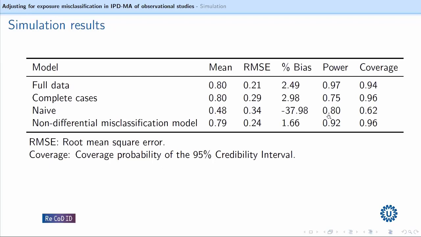And then finally, the power for the misclassification model is the highest for the ones, except for the full data, of course, which we don't have. And the coverage is behind the frame here, but the coverage for the naive model is bad, of course, and the complete case analysis coverage was lower than the misclassification model.